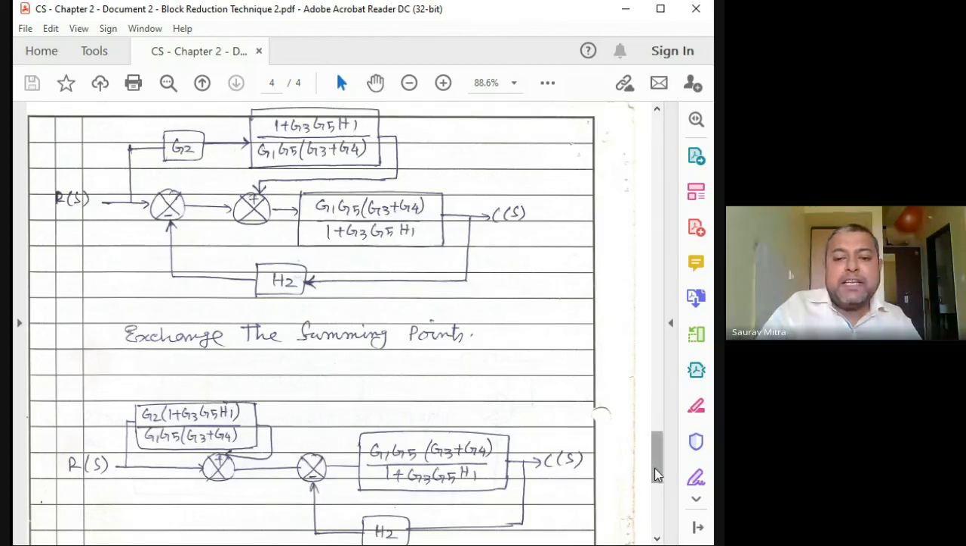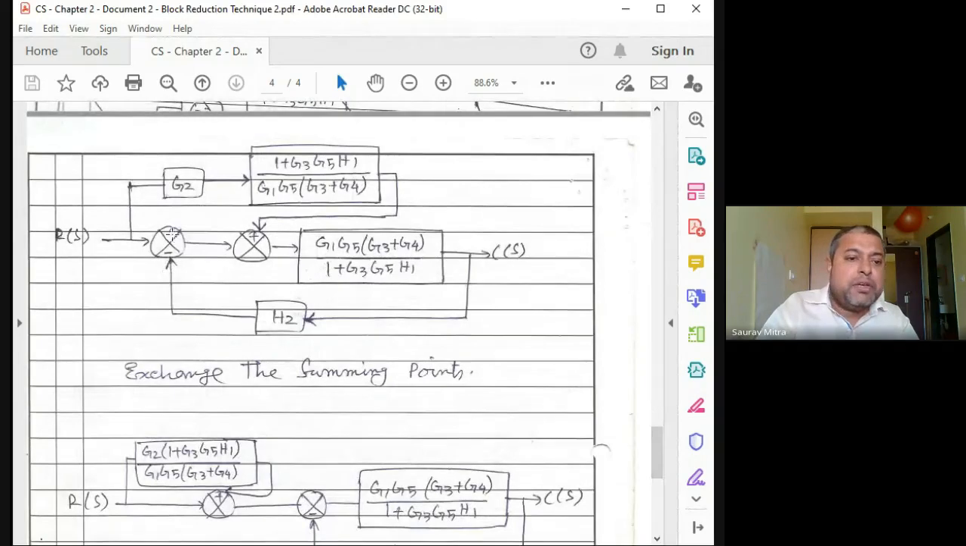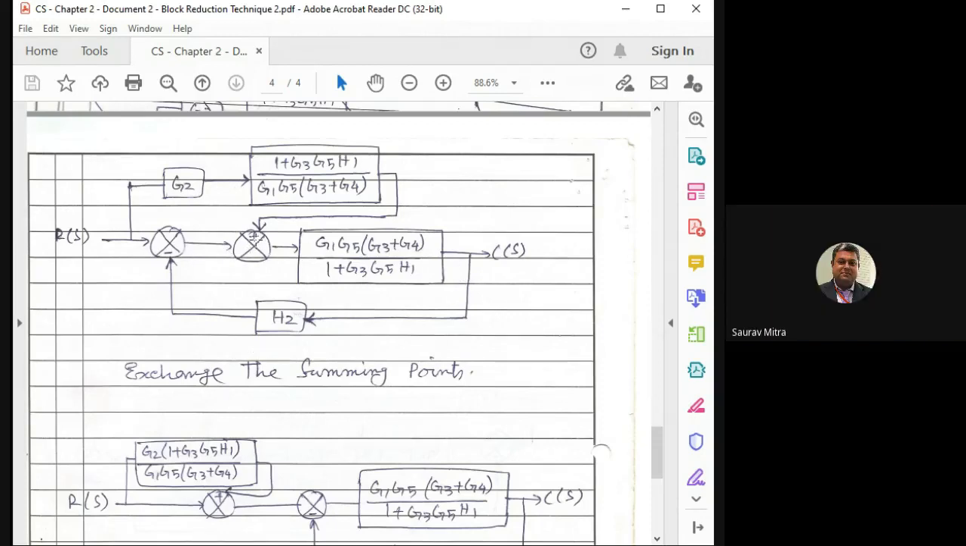And after doing this, you are finding that the entanglement is gone. Here the entanglement is there because this loop is starting here. There's a forward path, not loop, I'm sorry. So this is a forward path, it is here, and this is a loop, and inside this loop there is a summing point coming. But when we find that two summing points are in front of each other, in that case we can swap the position of the summing points with their respective inputs.